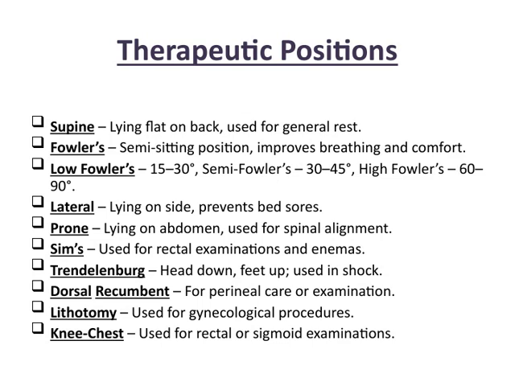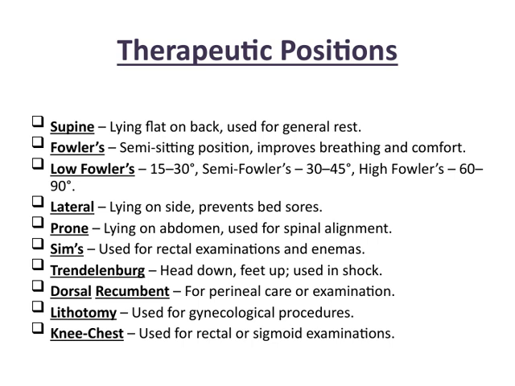Now, let's discuss some common therapeutic positions and their purposes. First, we have the supine position, where the patient lies flat on their back. This is often used for general rest and basic examinations. Moving on, the Fowler's position is semi-sitting, which helps improve breathing and enhances comfort, especially for patients experiencing respiratory issues. Within Fowler's, there are different levels. Low Fowler's at 15 to 30 degrees, semi-Fowler's at 30 to 45 degrees, and high Fowler's at 60 to 90 degrees. These variations allow us to adjust according to the patient's needs.